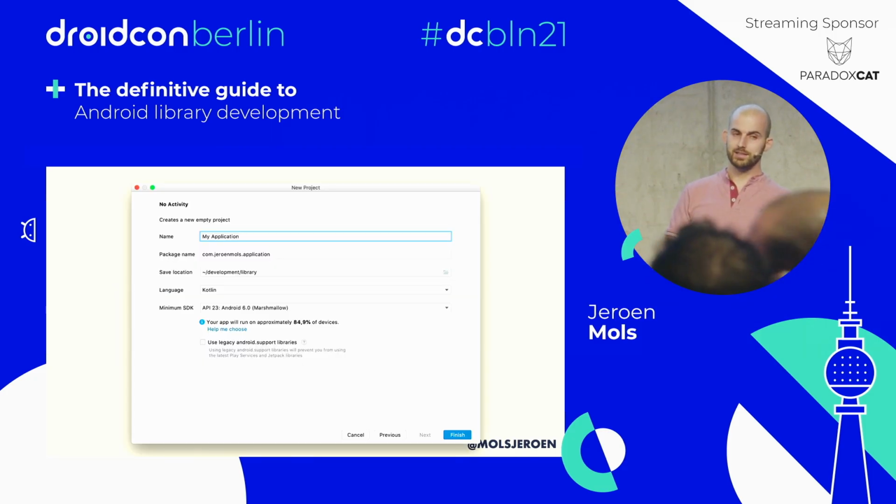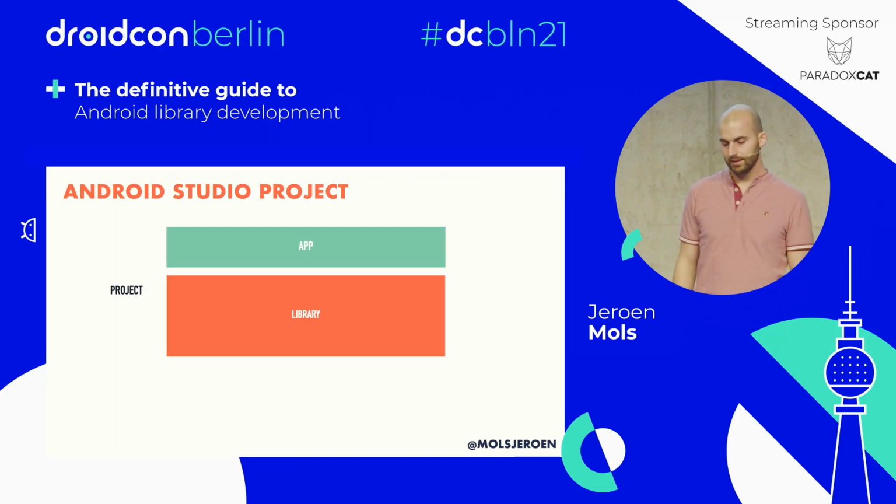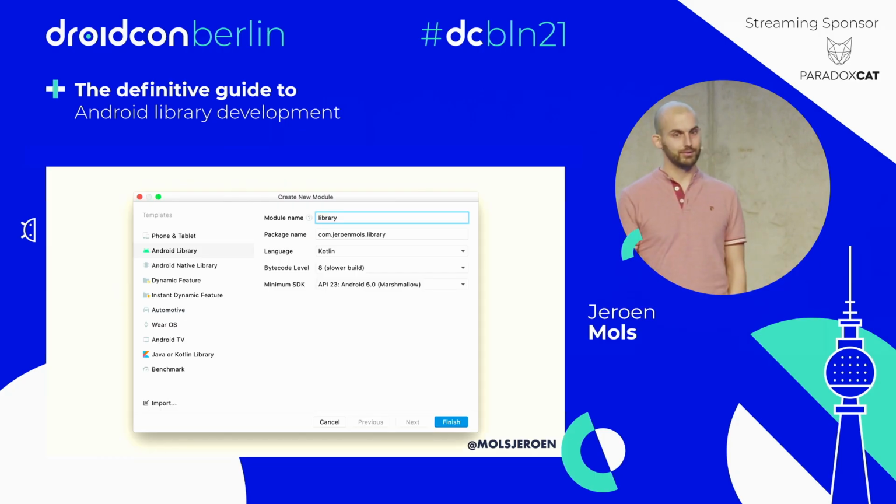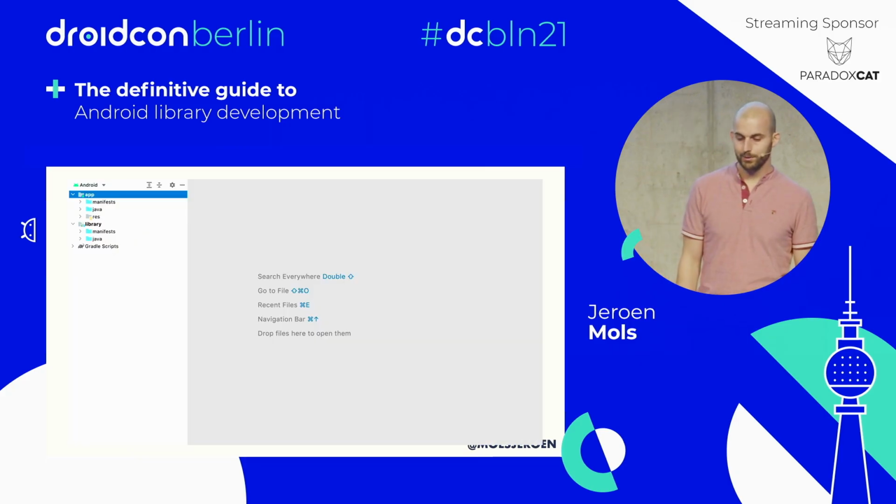So we create a new application. We choose one of the activity templates. And now we're going to add a library module to that application. So we create a new module, and look there, we have an Android library. This is already looking better. Fine, we accept this. This is how our project currently looks.